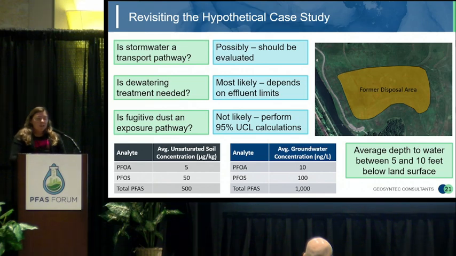Okay, so going back to the hypothetical case study, looking at these made-up numbers, is stormwater a potential transport pathway? Maybe, but again, like I mentioned, there's not good literature to really know, so it should be evaluated. Is dewatering treatment needed based on these made-up concentrations? Most likely, but it really depends on your effluent limits, which get negotiated with the regulatory agency issuing the permit. And then is fugitive dust an exposure pathway with this hypothetical? Not likely, but it's best to confirm by calculating an exposure-wide concentration.